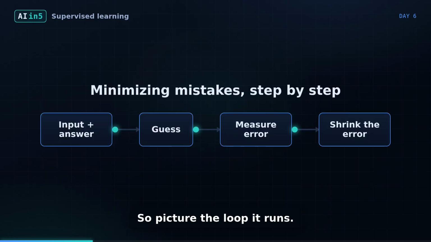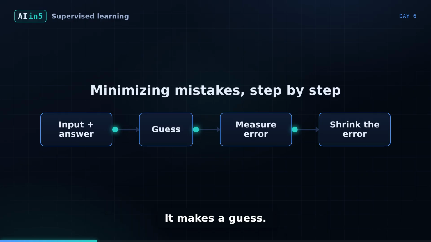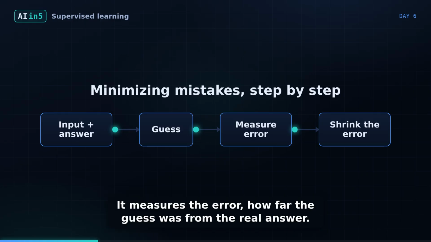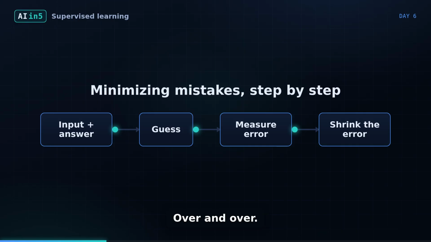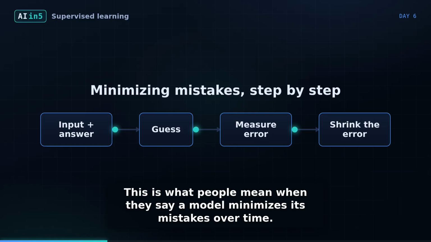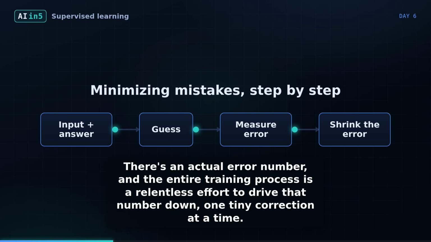So picture the loop it runs. It takes an input that comes with the correct answer. It makes a guess. It measures the error, how far the guess was from the real answer. Then it adjusts itself a little to shrink that error next time. Guess, measure, shrink. Over and over. This is what people mean when they say a model minimizes its mistakes over time. It's not a figure of speech. There's an actual error number, and the entire training process is a relentless effort to drive that number down, one tiny correction at a time.